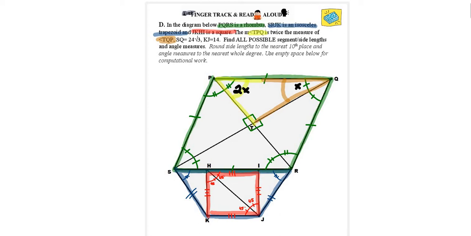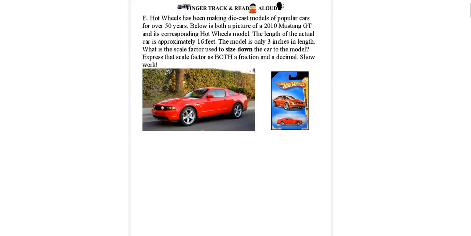Last, you're given the fact that S to Q, the entire thing, is 24 root 3, which splits up to 12 root 3 and 12 root 3. And you're also told that K to J, right here, that length right there is 14. Knowing this, find everything possible. Find all segment lengths and angle measures in the diagram.